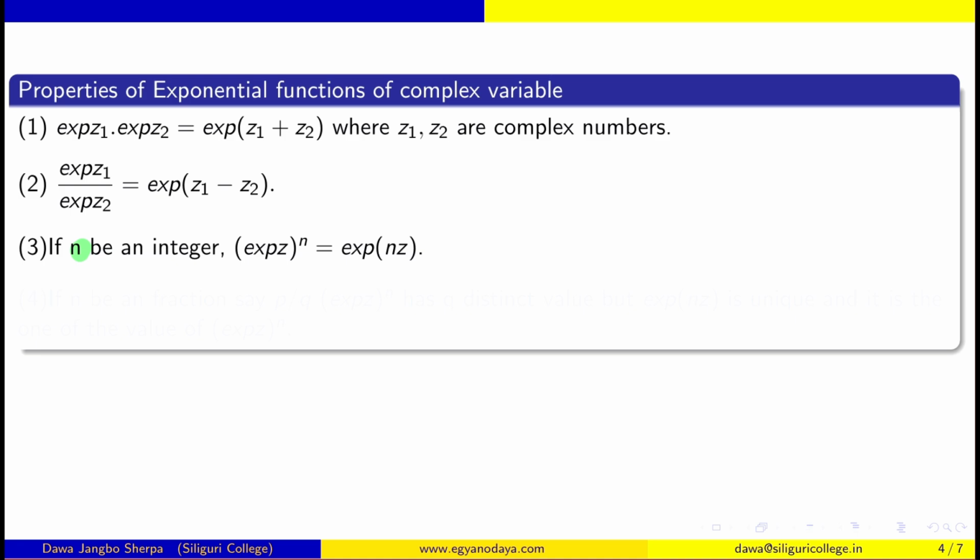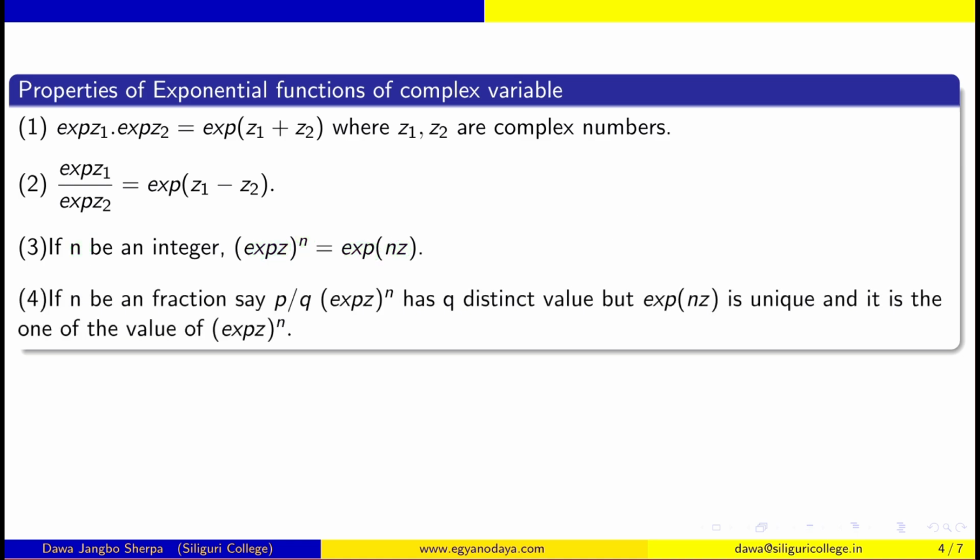Number 3, let n be an integer. For the exponential function of z to the power n, that means (exp z)^n is equal to exp nz, like (e^x)^n is equal to e^(nx) in the case of real numbers. It is similar to the case of real numbers.